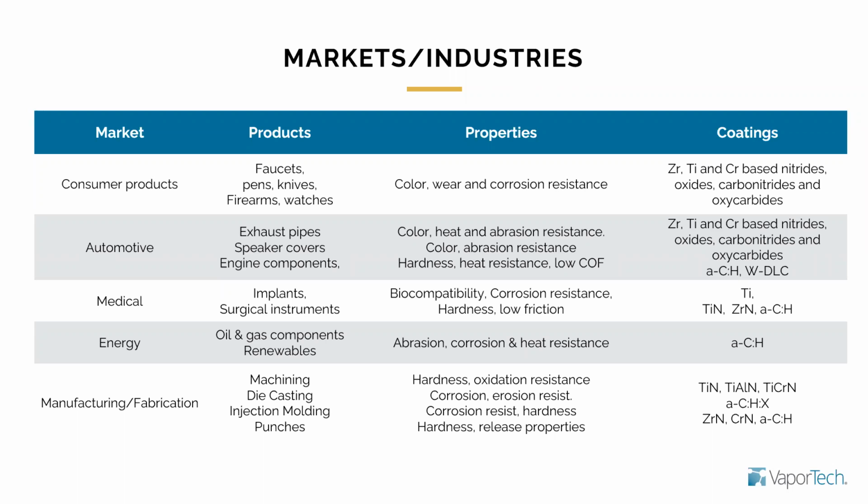In the energy sector, you have oil and gas components, renewables. That's not something we delve much into. In terms of the renewables, of course, oil and gas components, yes, there's a very large application of the types of coatings that we do, for instance. And of course, manufacturing fabrication, we talked about that. It goes all the way from machining, die cast, injection molding, punches, or stamping, and so on and so forth.